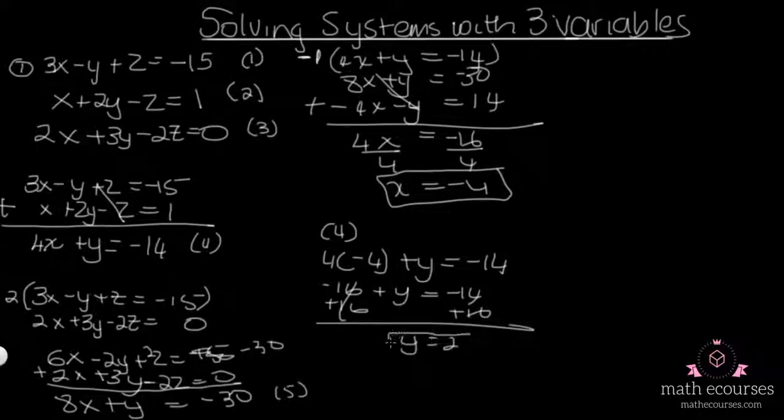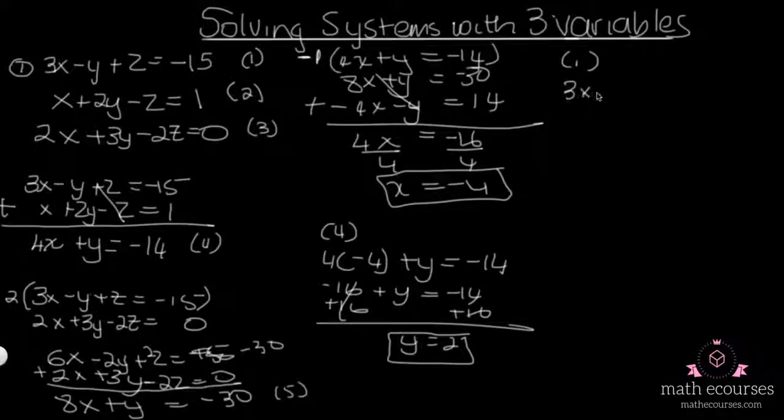So here's my second variable, y is 2. Now I need to get z. You can plug x and y into any one of these equations and it will be the same answer. So I would probably pick a positive z that's easy to solve. So I'm going to go back to equation number 1 and then I'm going to plug in x.